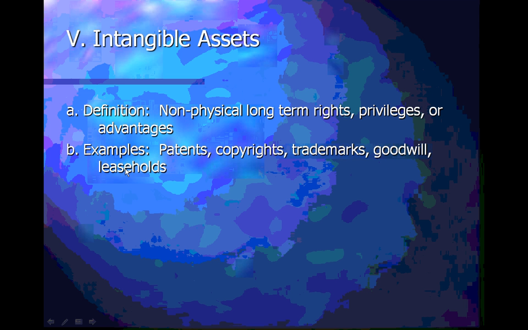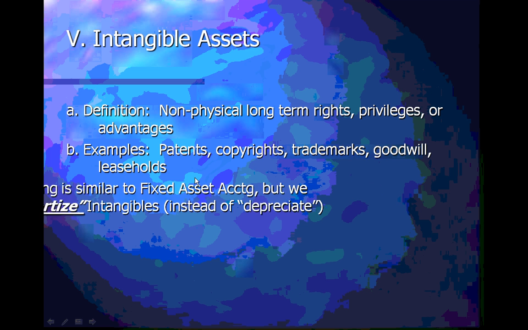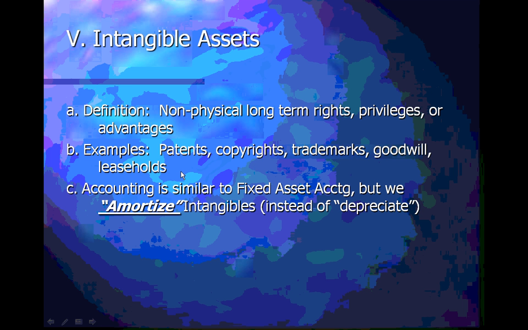Goodwill is something we'll talk about. Leaseholds, if you own the lease to a property, even though the property sells, that lease may still be active. So leaseholds are actually a tremendous asset in the real estate market. Okay, so similar to fixed asset accounting, we amortize intangibles instead of depreciating them. So we've learned three words now: depreciate, deplete, and now amortize.